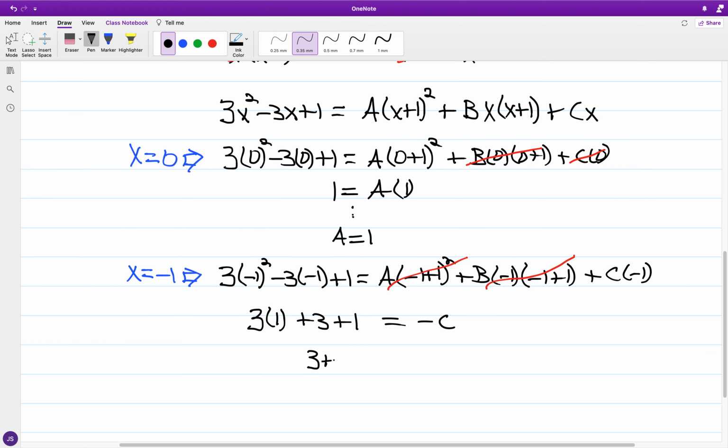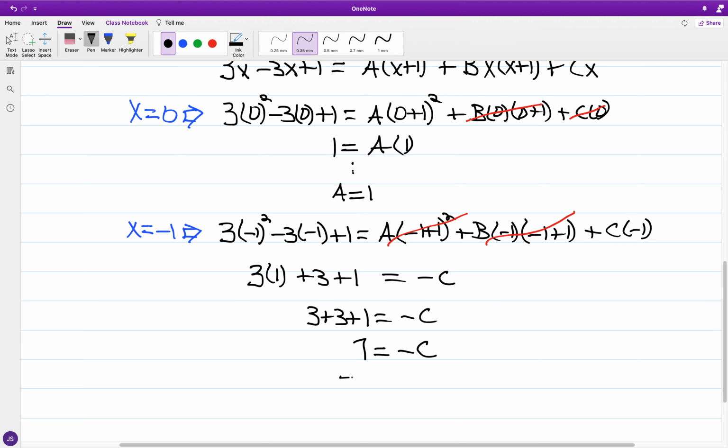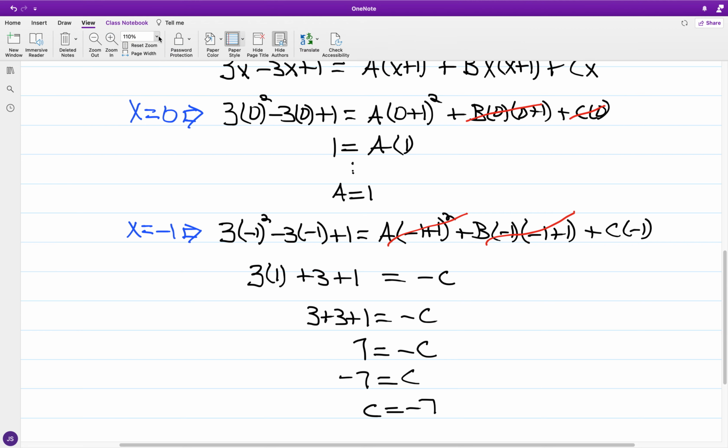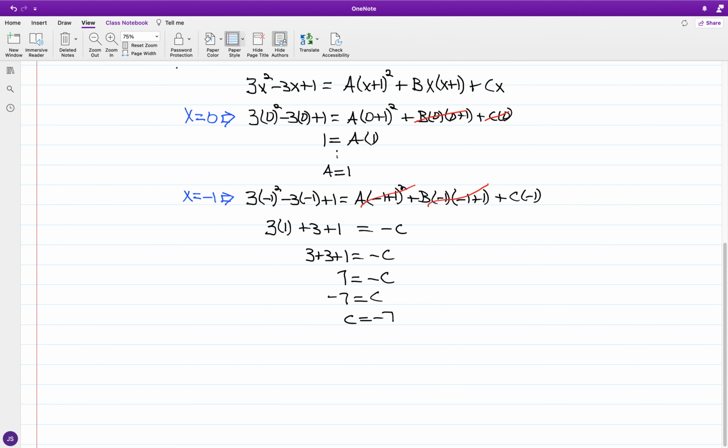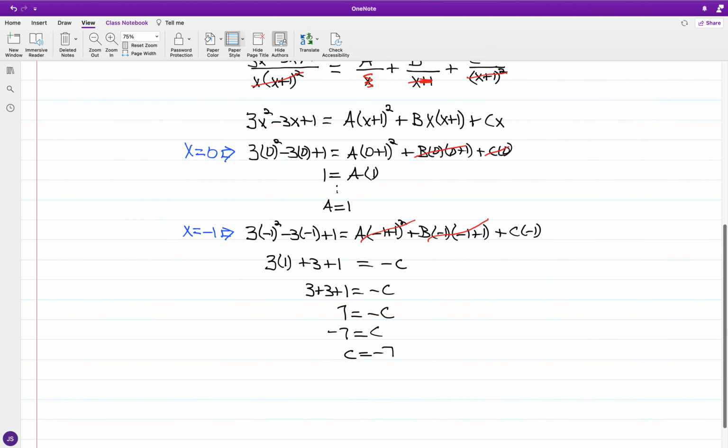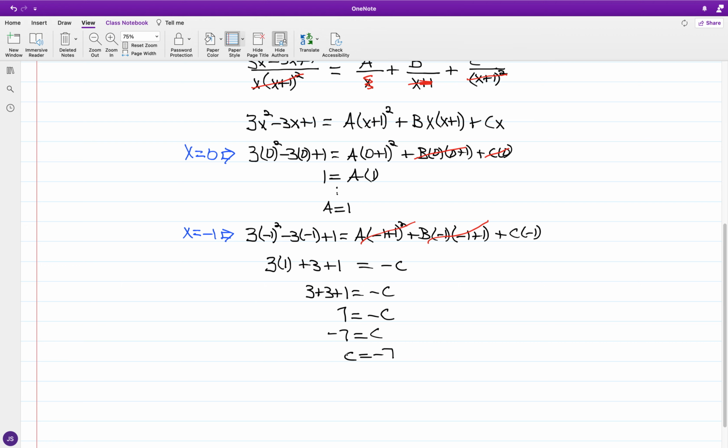And here we have 3 plus 3 plus 1 is equal to negative c. So you've got 7 is equal to negative c. And if I change the signs at both ends, we're going to have that negative 7 is equal to c, or in this case, c equal to negative 7. All right. So just looking at what we have at this stage, now we have solutions for a and c, and we can solve for b.